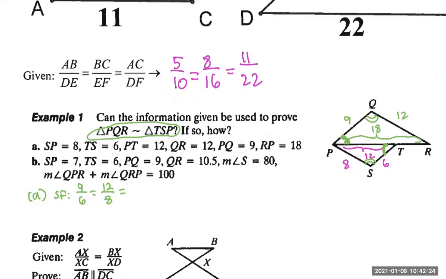And then lastly, your base of each triangle. So what does the 18 match up with? Okay, can you go ahead and reduce all 3 fractions and tell me if that proportion is true or not? Okay, yes or no? Are those sides proportional to each other?